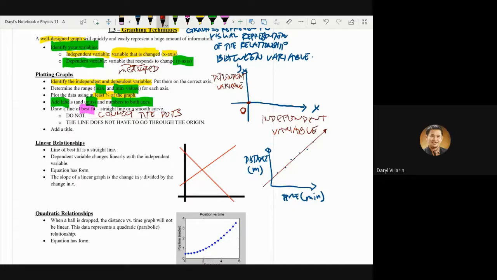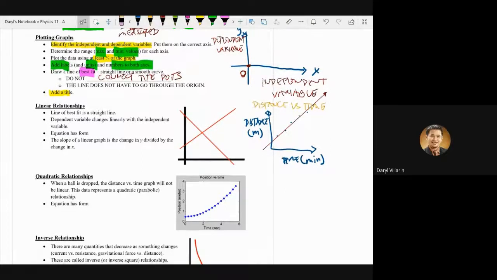And then lastly, you need to add a title. The basic title, in your case, since you're plotting distance versus time, is just distance versus time graph. The y variable comes first, followed by the x variable. So I can write it that way, distance versus time. That's the title of my graph.